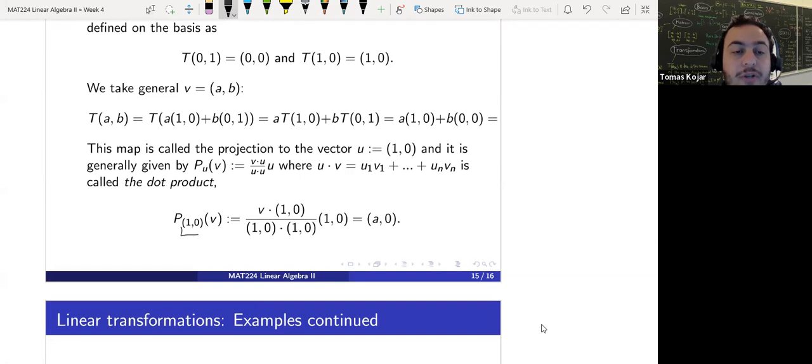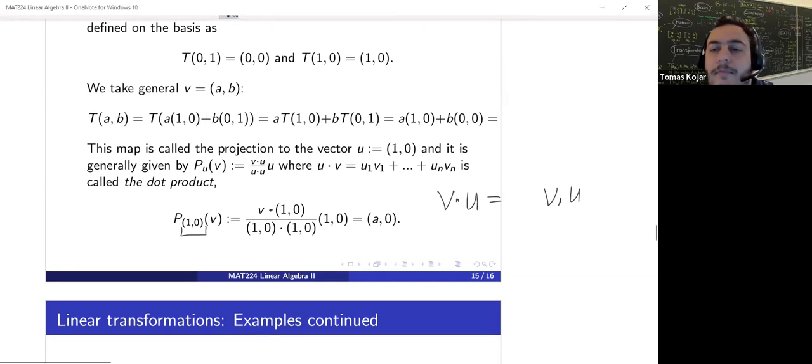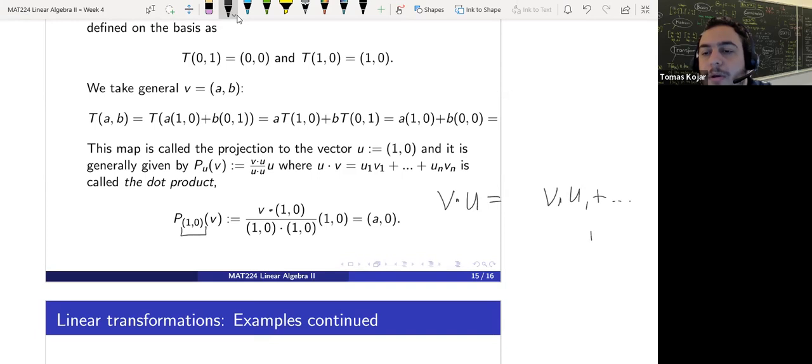So projecting to (1, 0) means you do the following operation called the dot product. Let me talk about this again. The dot product of two vectors V, U is equal to the summation of each component: V1 U1, all the way to Vn Un.